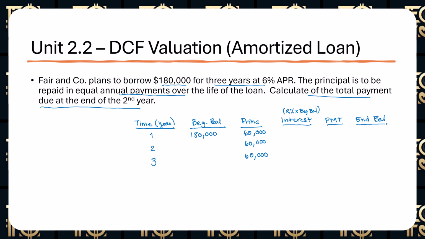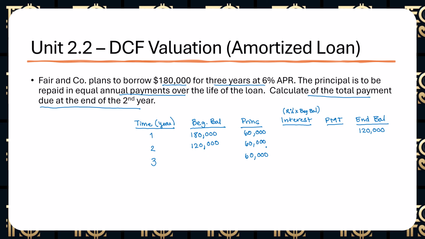Now we can already find the end balance here because the end balance is simply the beginning balance of the loan minus the principal reduction from the payment that was made. So at the end of year 1, the company will owe $120,000. That's the end balance. Well, the end balance at the end of year 1 is the beginning balance at the end of year 2. That just maps all the way over to here.